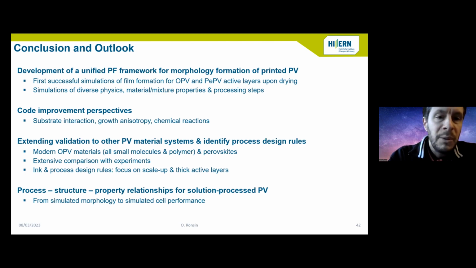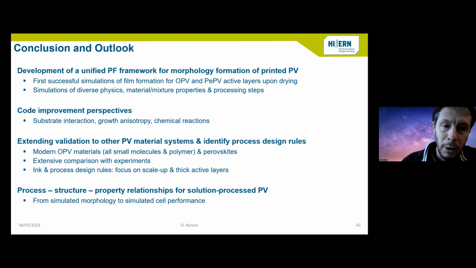We have code improvement perspectives. Of course, we are still missing some processes, in particular the substrate interactions. We plan to implement this. Maybe you noticed that the growth of the crystal is isotropic at the moment, and of course this is not the case in most of the systems you investigate. And in particular for perovskite, of course, we would like to implement the chemical reactions.